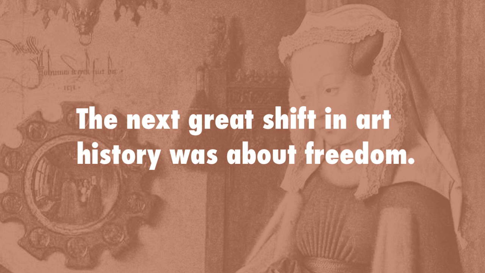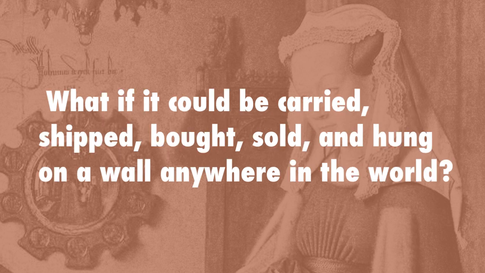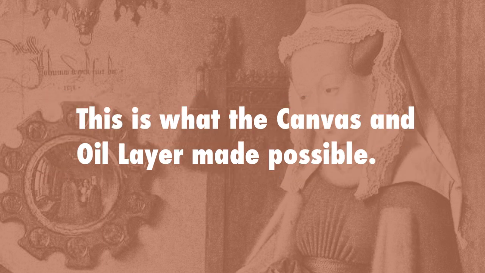The next great shift in art history was about freedom. What if an image didn't have to stay where it was made? What if it could be carried, shipped, bought, sold, and hung on a wall anywhere in the world? This is what the canvas and oil layer made possible.